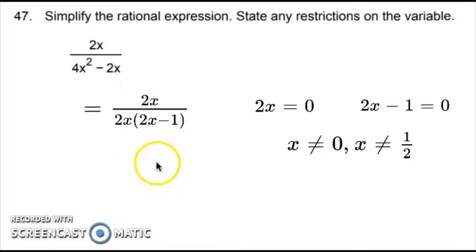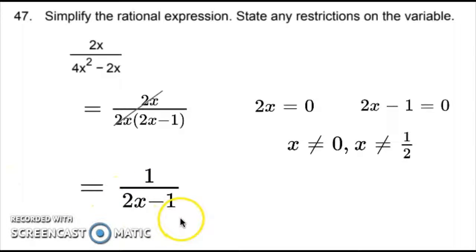So now that we found our restrictions, then we can simplify. 2x over 2x will reduce to 1. So we would have the simplified rational expression of 1 over 2x minus 1, again assuming that x does not equal 0 and x does not equal 1/2. And that is number 47.